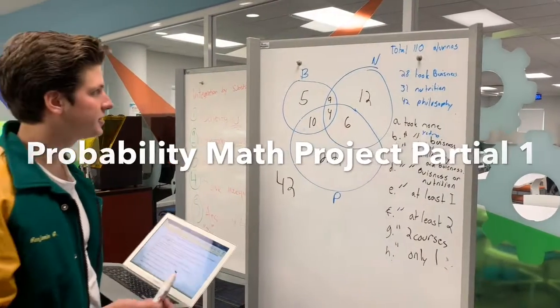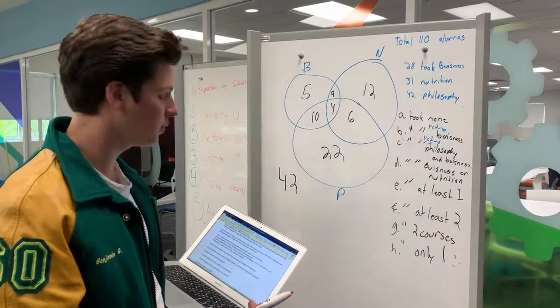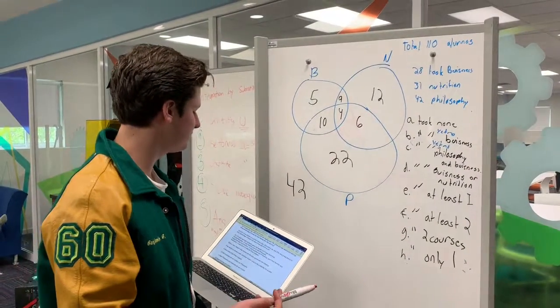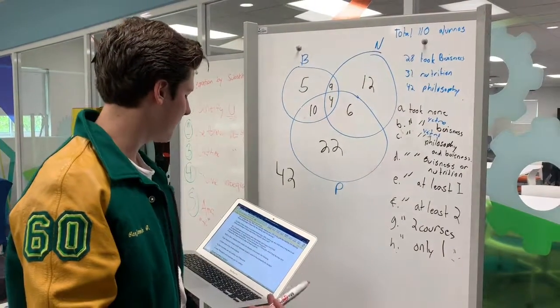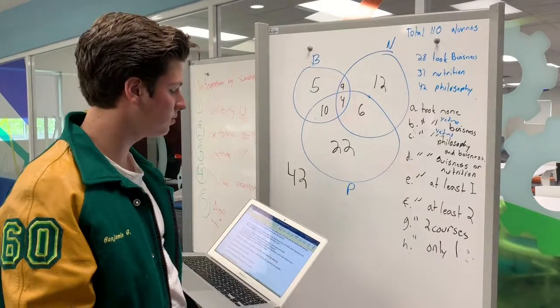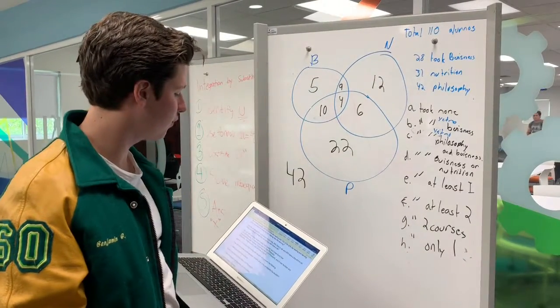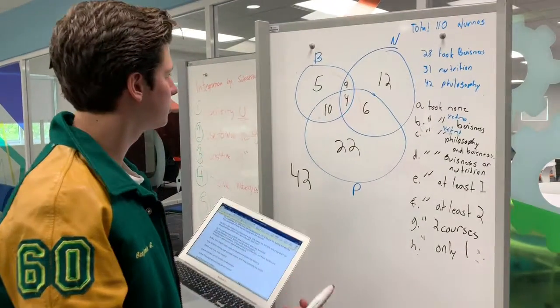So we're gonna start with a problem, which is 110 six-semester students were interviewed, and it was found that 28 took business, 31 took nutrition, and 44 took philosophy. 9 took business and nutrition, 10 took business and philosophy, and 6 took nutrition and philosophy. 4 were found to take all 3 subjects. So we're gonna start.